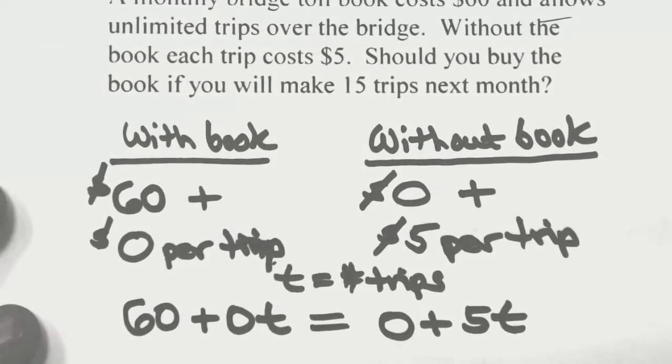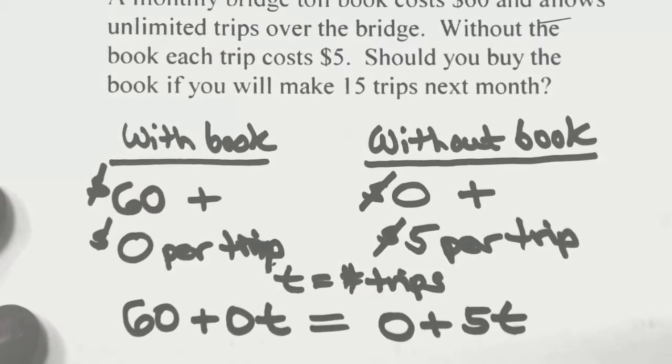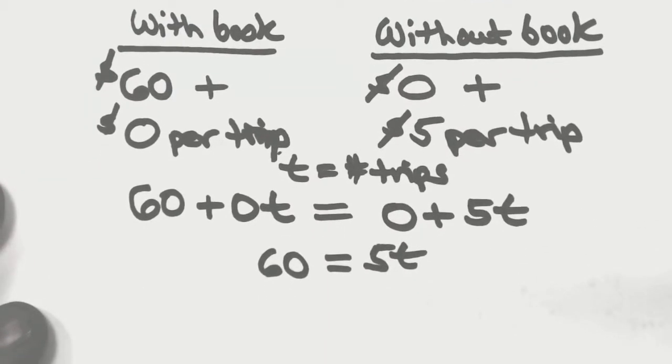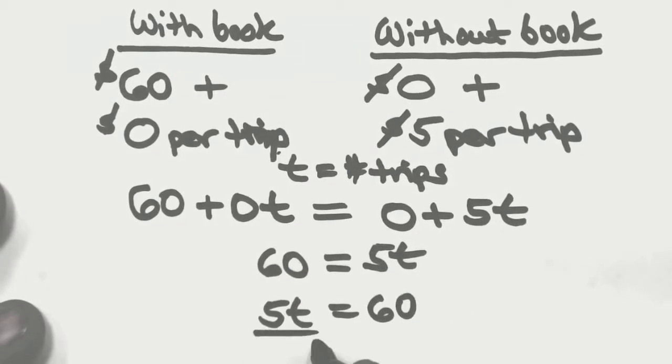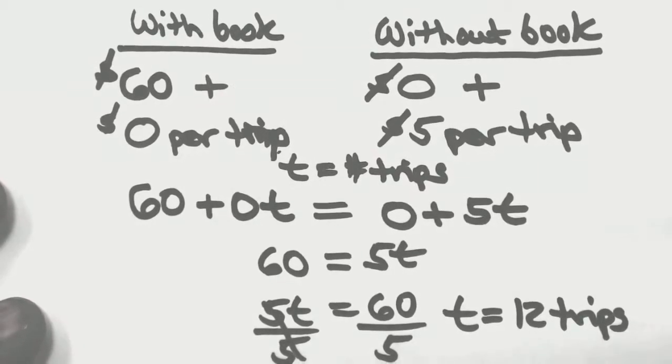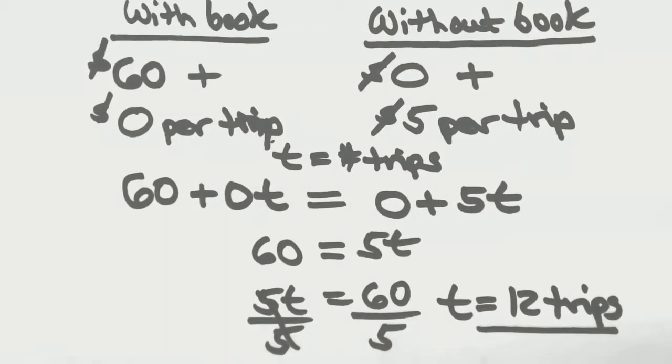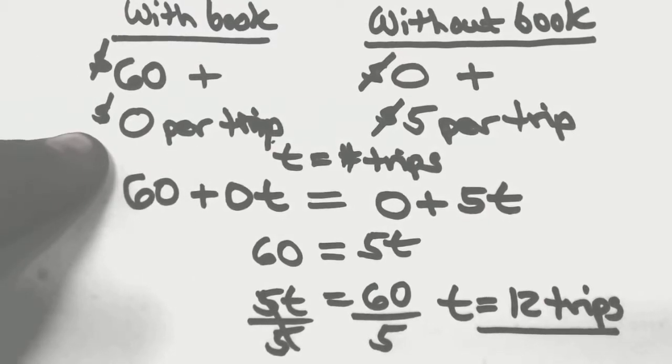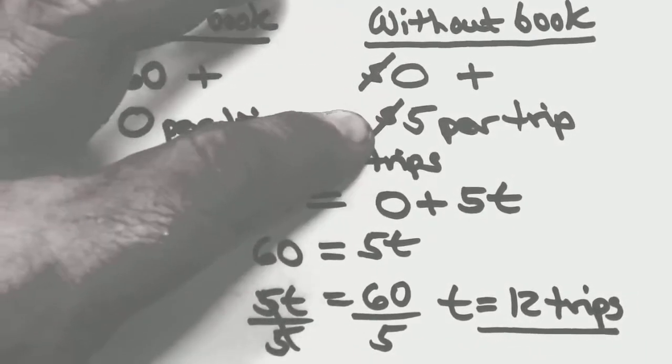Okay, well, equate these two equal to each other. We simply get 60 on the left and 5t on the right. To solve this, the easiest thing to do is just interchange the sides. 5t equals 60. Divide both sides by 5, and I get t equals 12, and of course this is trips, so there we go. This is the break-even. So if you were going to be making 12 trips in a month, it would cost exactly the same if you bought the book and then didn't pay anything per trip, versus don't buy the book and pay $5 each time you go across.